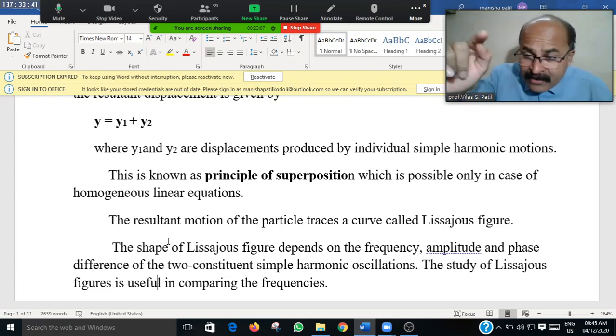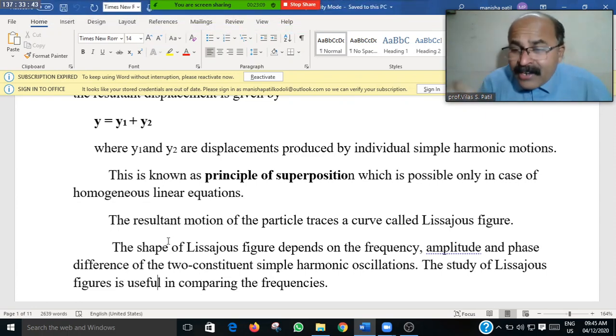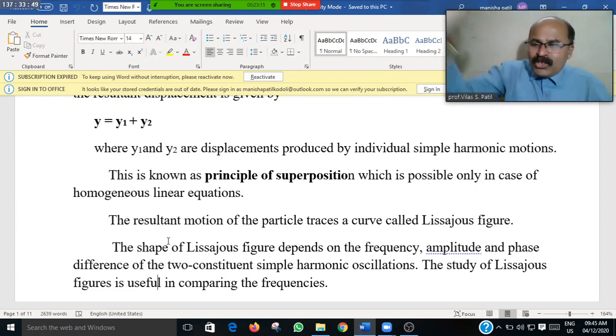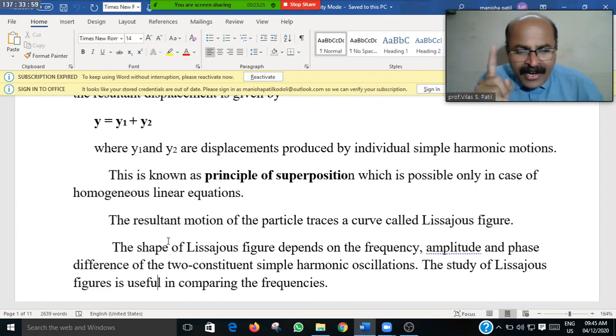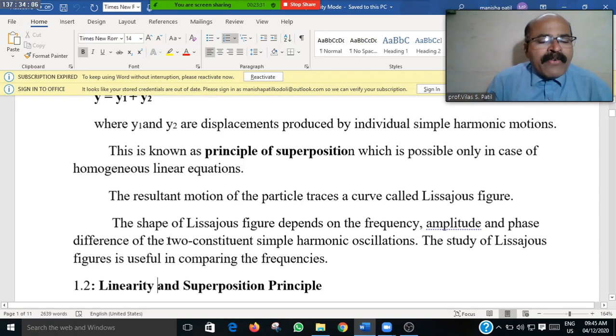The resultant displacement is also a solution of the SHM, also a solution of the homogeneous differential equation. But in a non-linear equation it is not possible. It will be possible only in a linear equation. Hence the principle of superposition will be satisfied only in the case of the linear equation, friends.